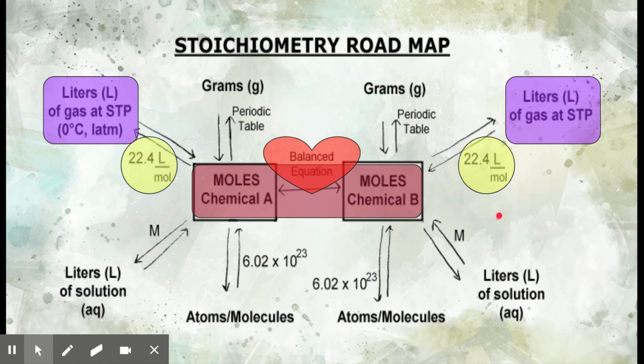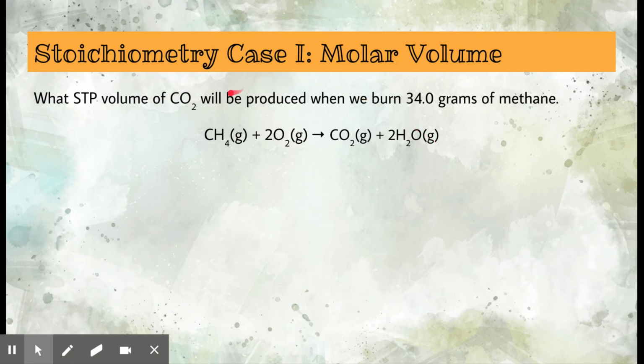So let's take a look at 2 example problems. Our first example problem using molar volume, so 22.4 liters equals 1 mole: what STP volume of CO2 will be produced when we burn 34.0 grams of methane? A couple of things to note. One, for any problem where you are calculating the volume of a gas, you need to make sure it says STP.